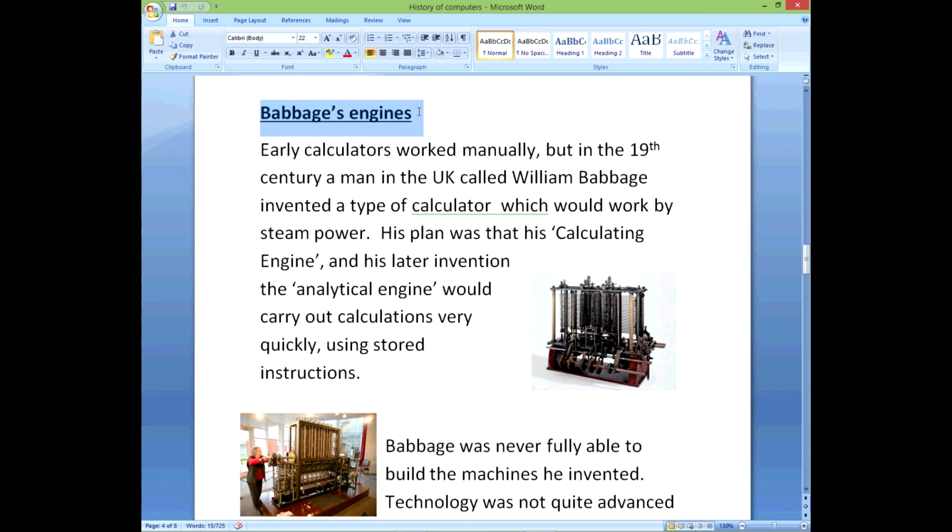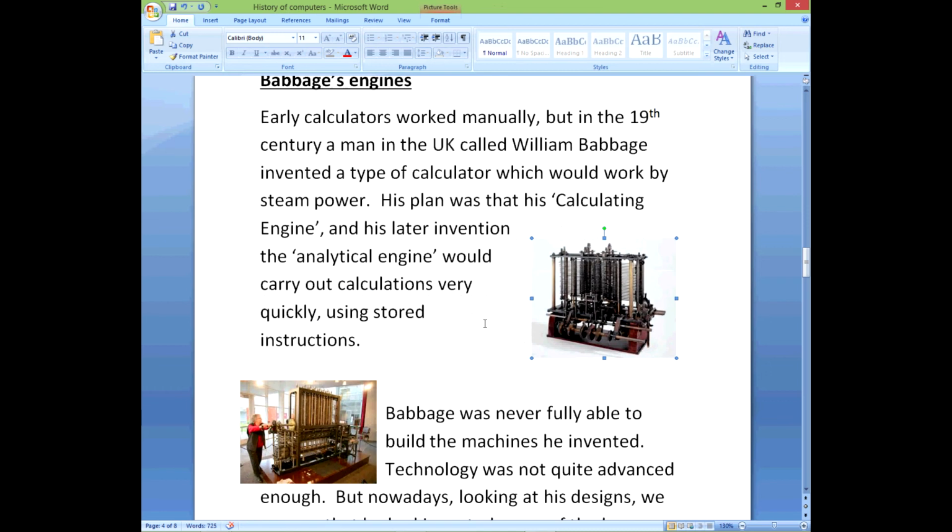Now let's look at Babbage's engines. Early calculators worked manually, meaning somebody had to turn something for them to work. But in the 19th century, a man in the UK called Charles Babbage invented a type of calculator which would work by steam power. Okay, so we're stepping up now. It worked by what? Steam power. His plan was that his calculating engine and his later invention, the analytical machine, would carry out calculations very quickly using stored instructions.